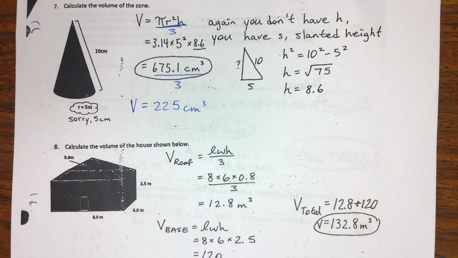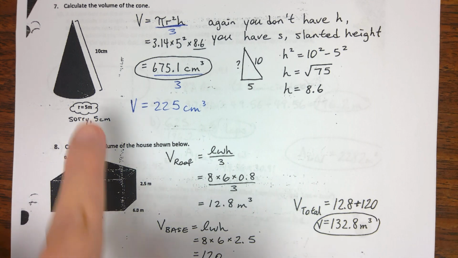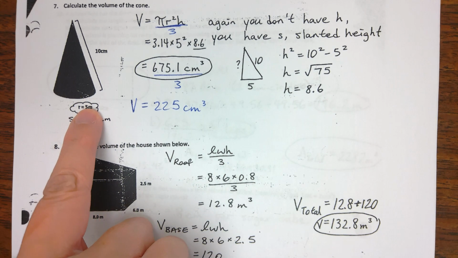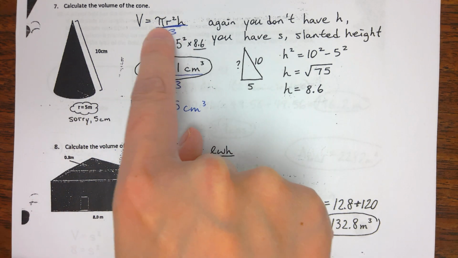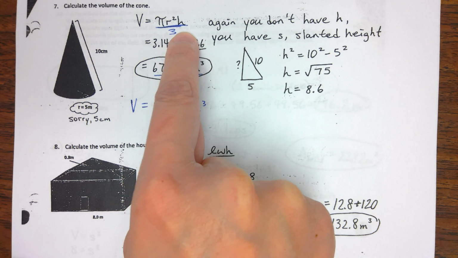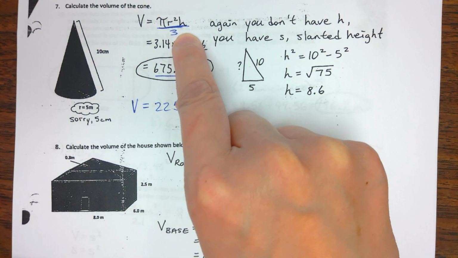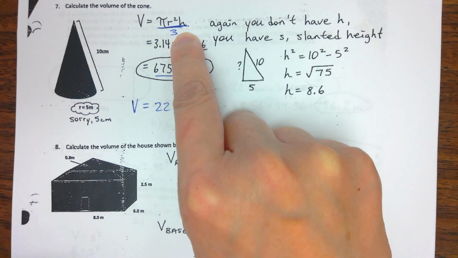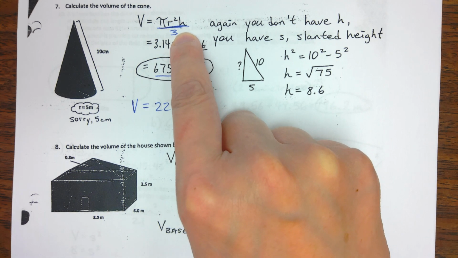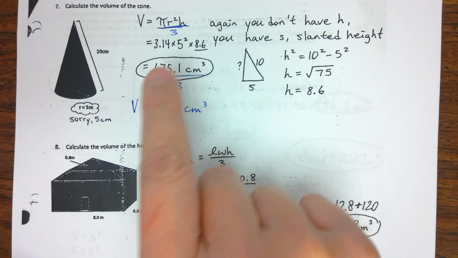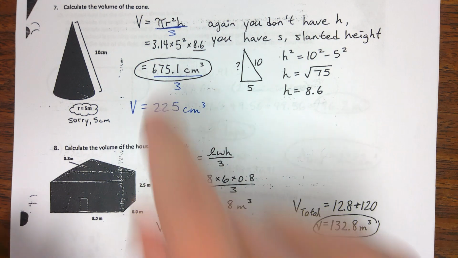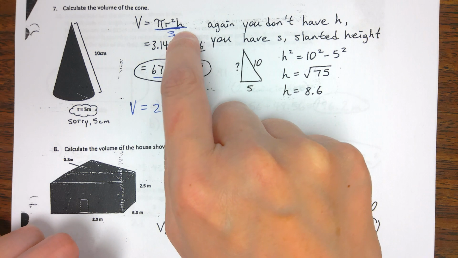All right, so number 7 from the review. You are trying to find the volume of this cone. Yes, this is 5 centimeters, not 5 meters. So if you look on the formula sheet, it's pi r squared h divided by 3. A lot of people read the formula sheet, but they forget to write the divide by 3 part. So make sure if you're using the formula sheet, which is going to be given, you remember to divide by 3 at the end.